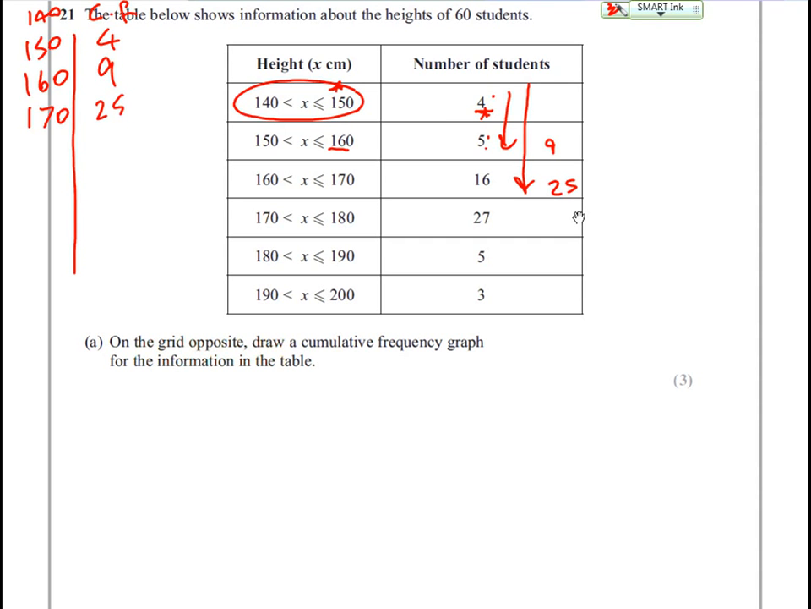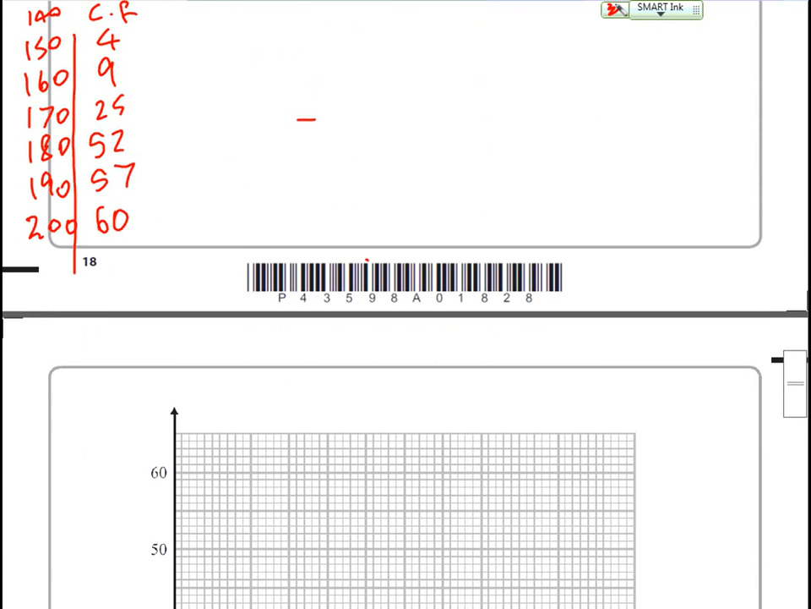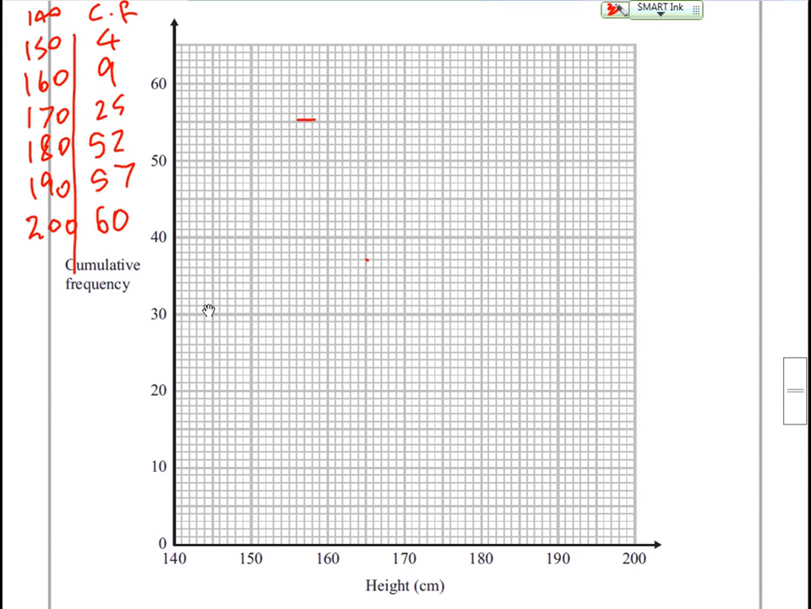When we add up to 180, we go down. We've got another 27 more. Add them up, 52 people. When we get to 190, add them up. We've got 5 more, 57 people. And when we get to 200, we've got 3 more. We've had 60 people, which is a total number of people. Cumulative means you add them all up. Okay, so let's now scroll down to our diagram where we're going to draw this information on.